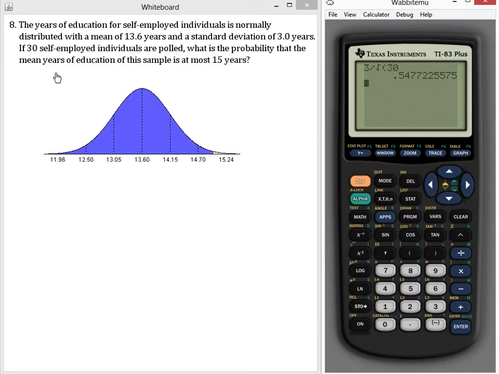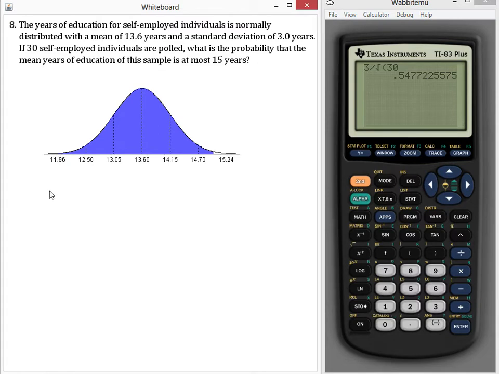So then I want the probability that the mean years of education is at most 15 years. So at most is less than or including, but the including doesn't matter with normal distributions. So I just put 15 about where I think it should be and shaded to the left.